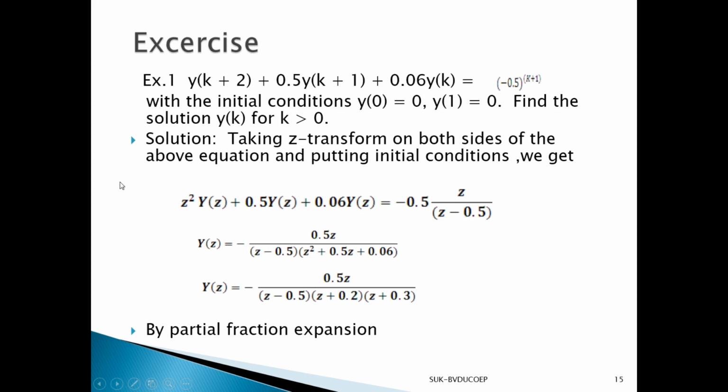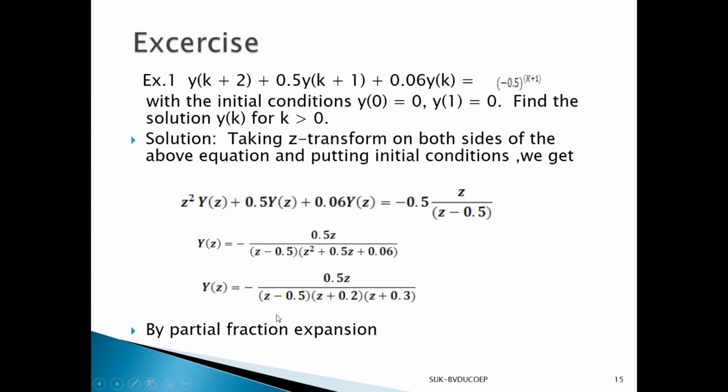Now k plus 1, so z over z minus 0.5. So I will write this as minus 0.5 z upon, now this I will take this side, z square plus 0.5 z plus 0.06. So you have to factorize into z plus 0.2 and z plus 0.3, and then do partial fraction expansion.